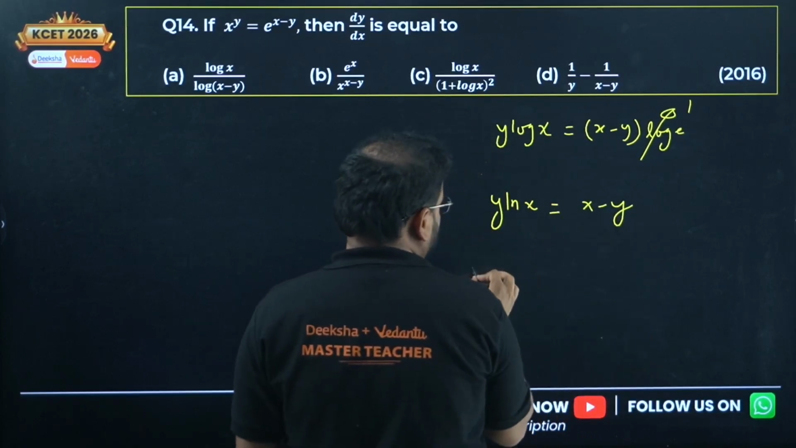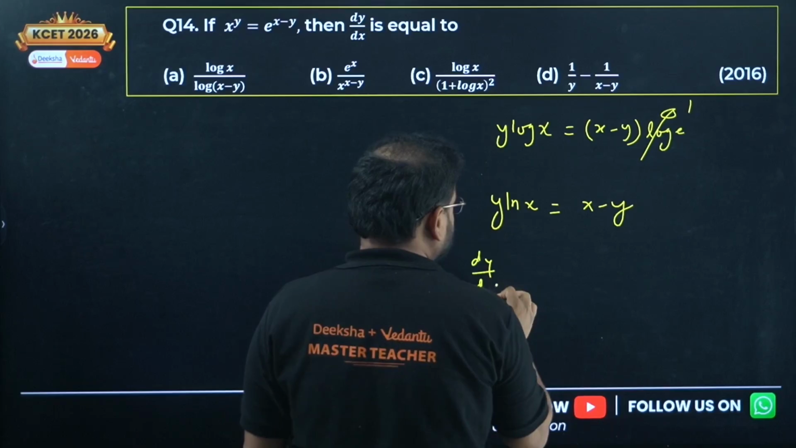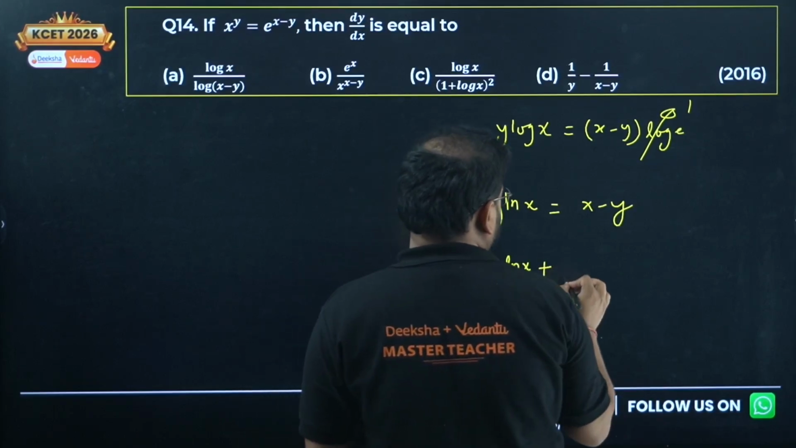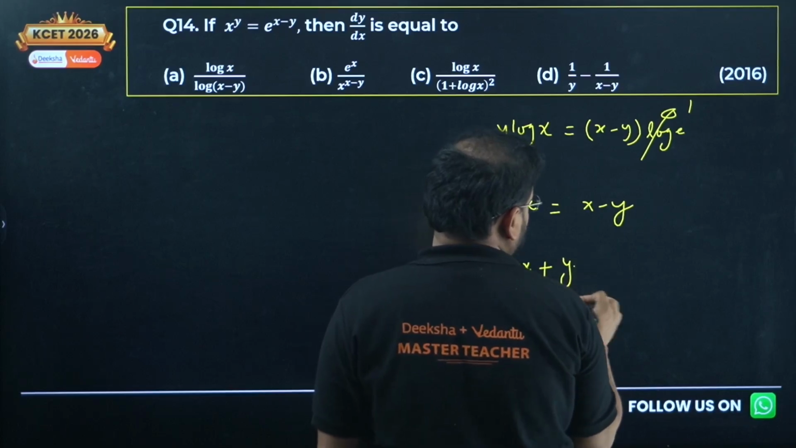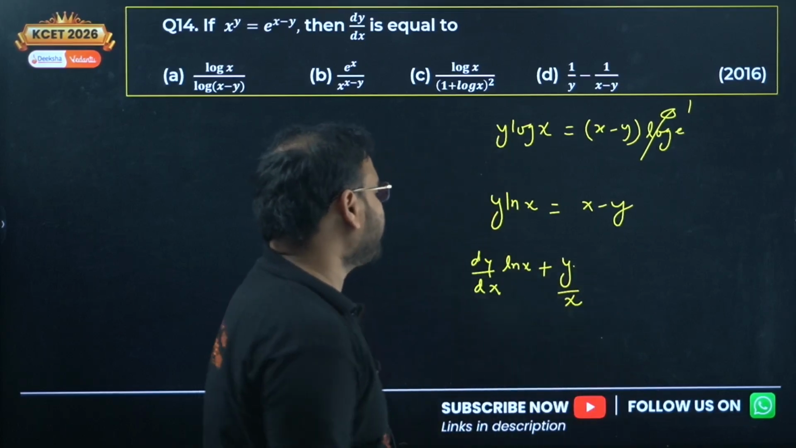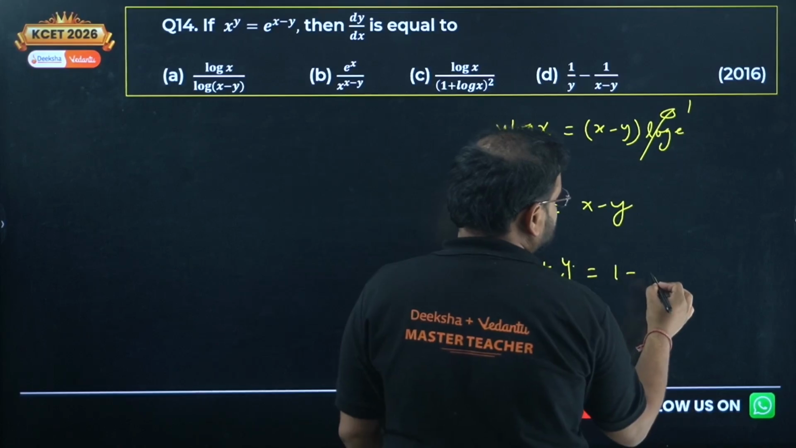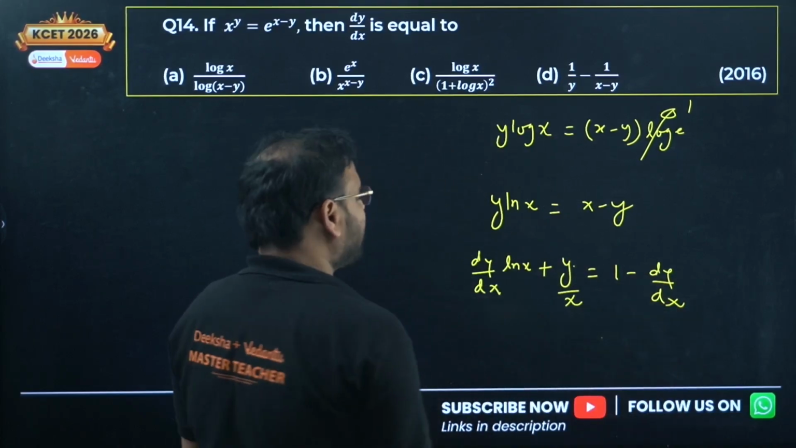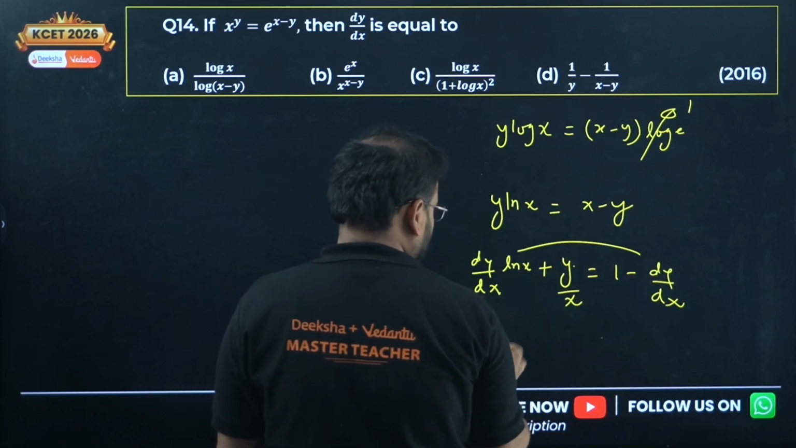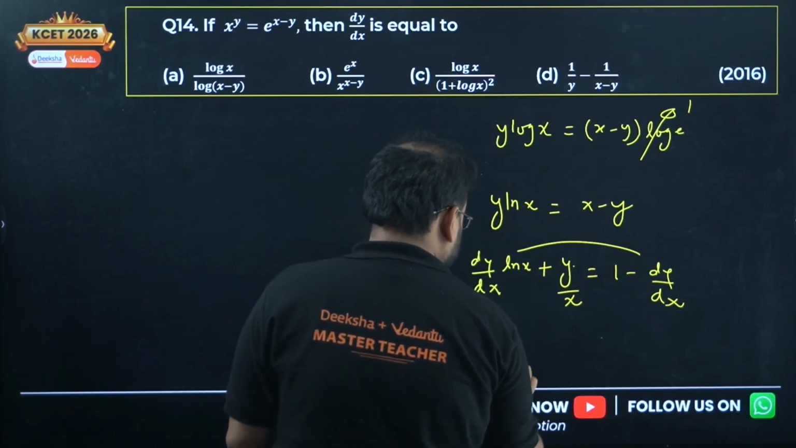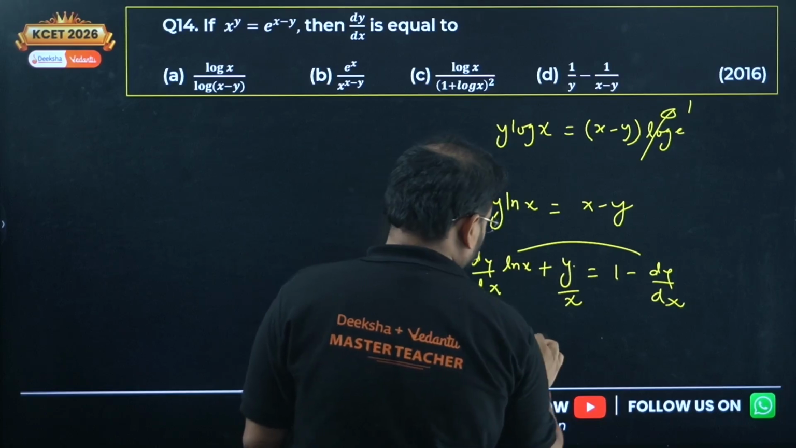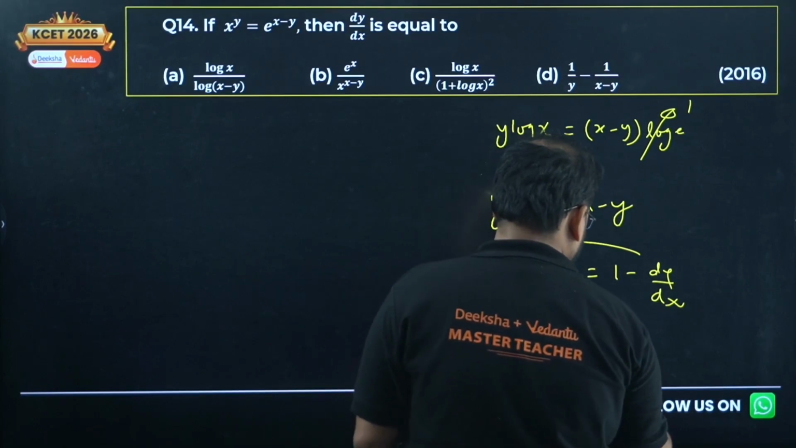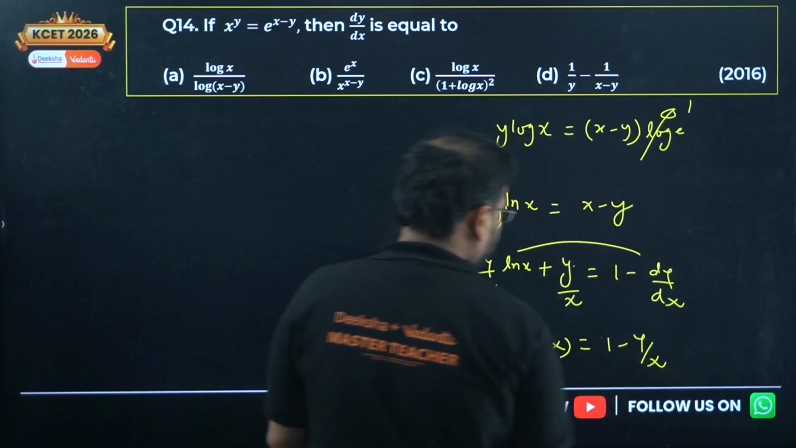Differentiating, we write the derivative of y first, so I get dy/dx times ln x as it is, plus this time y as it is and the derivative of ln x. So I get y/x equals 1 minus dy/dx. Do one thing, club it together. So you get dy/dx times (1 plus ln x) equals 1 minus y/x.